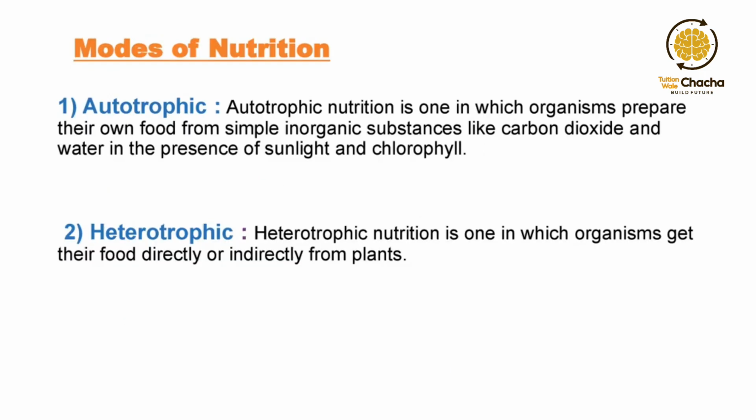Modes of nutrition. 1. Autotrophic. Autotrophic nutrition is one in which organisms prepare their own food from simple inorganic substances like carbon dioxide and water in the presence of sunlight and chlorophyll. 2. Heterotrophic. Heterotrophic nutrition is one in which organisms get their food directly or indirectly from plants.